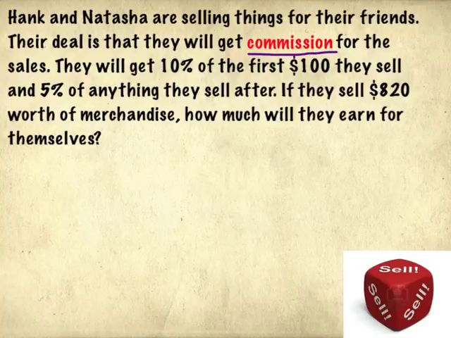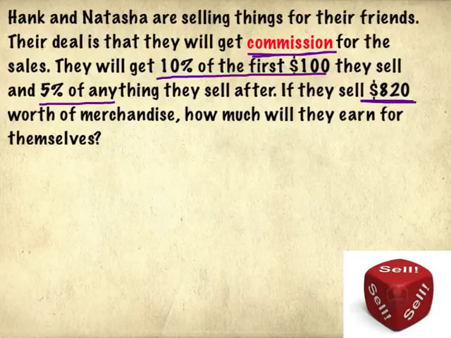So what commission means is exactly what's described here. Commission is when somebody does something for someone, for example, sells something for somebody, and they get part of the money. So in this case, their friends gave them some stuff to sell, and if they sell $100, they get to keep 10% of that, and they give the rest to their friends. And then anything more than $100 they sell, they get to keep 5%, and the rest goes to their friends.